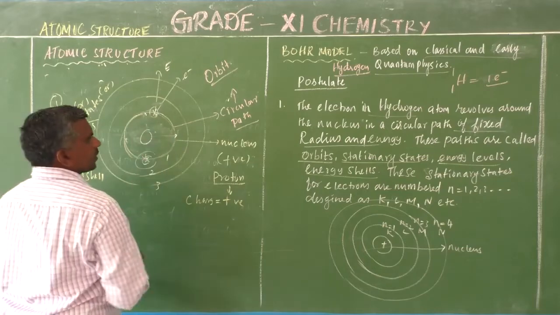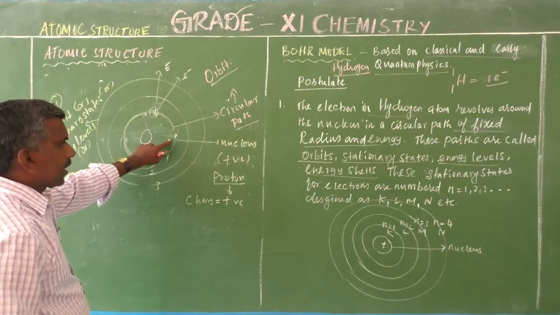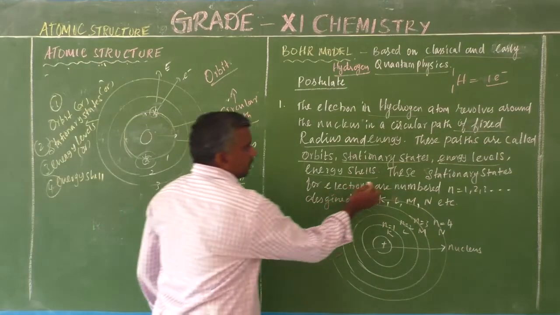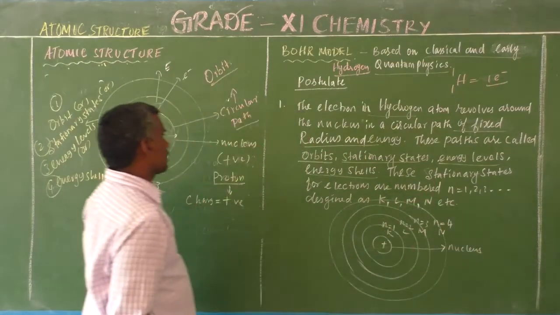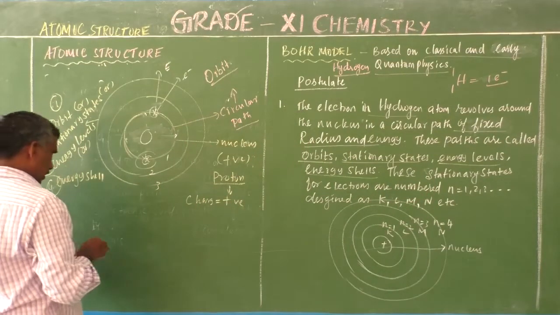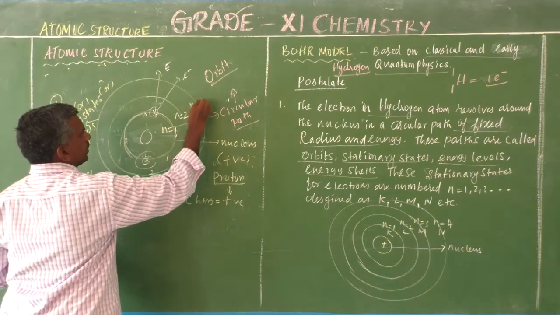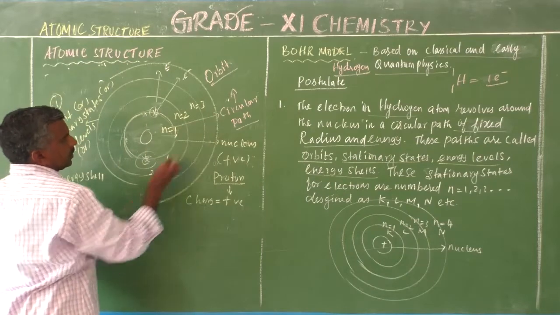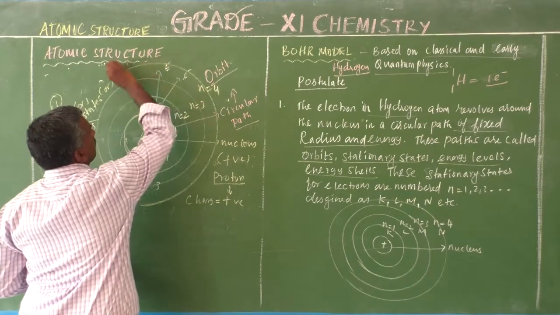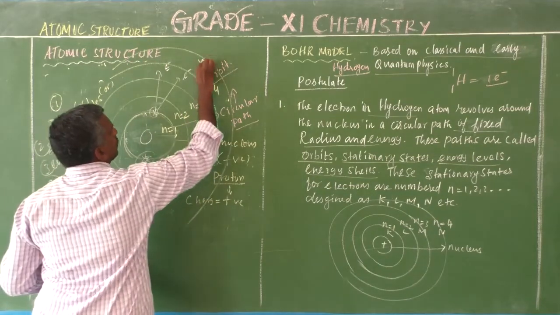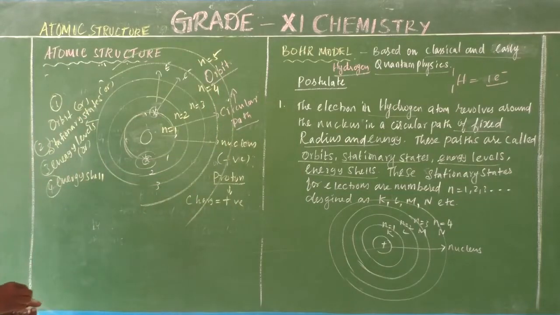This is known as the stationary state. The stationary states for the electron are numbered 1, 2, 3. This is the first orbit, this is the second orbit, this is the third orbit, this is the fourth orbit, then this is the fifth orbit.